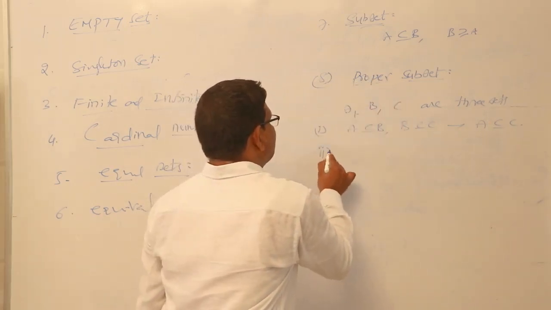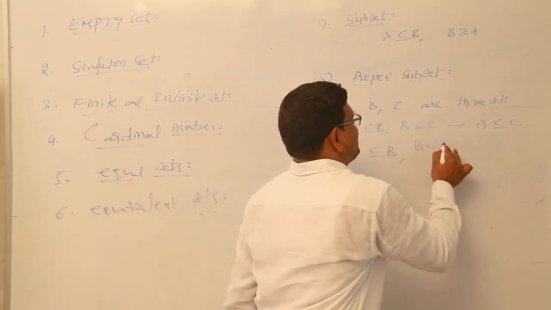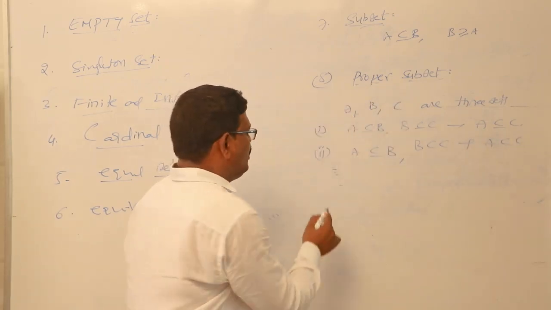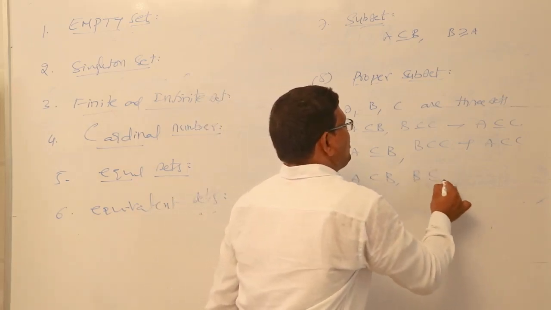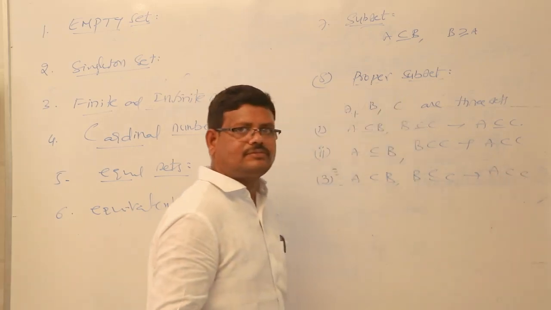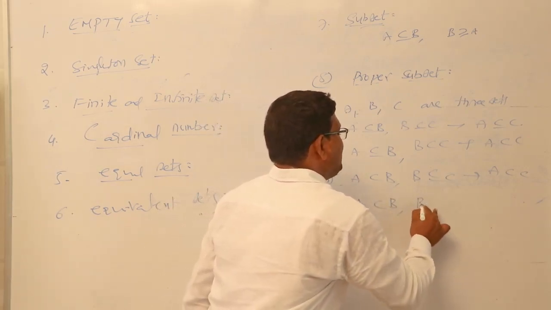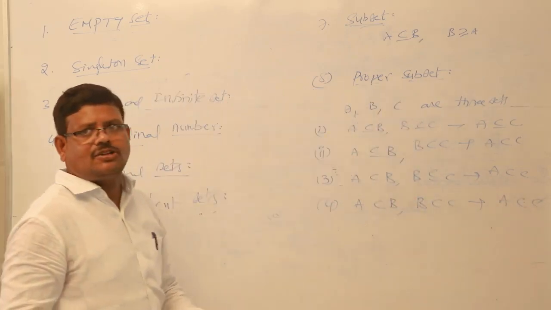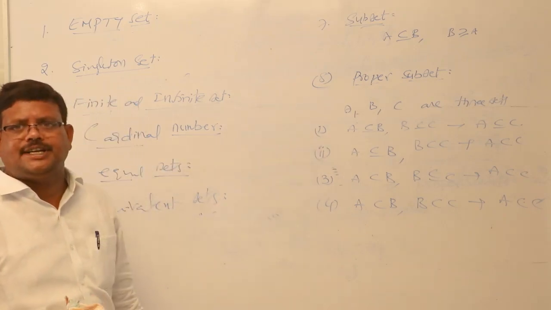And the second one is, if A ⊆ B and B ⊂ C, then A ⊂ C. And if A ⊂ B and B ⊆ C, then we write A ⊂ C. And if A ⊂ B and B ⊂ C, then A ⊂ C. These are the properties of proper subsets.